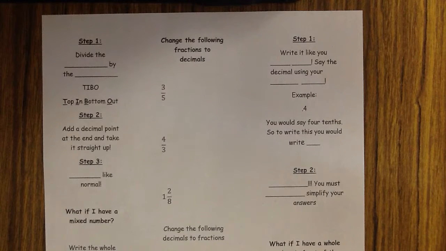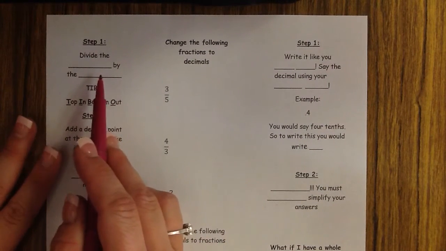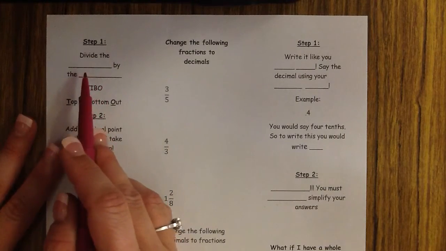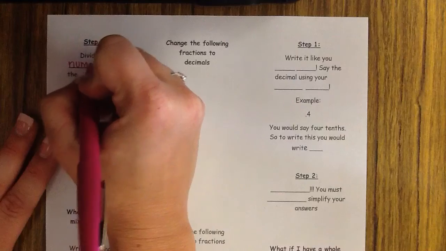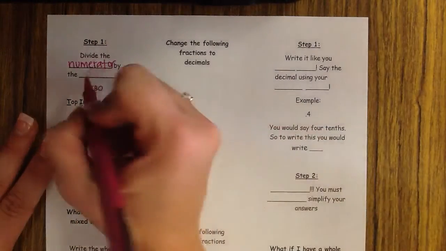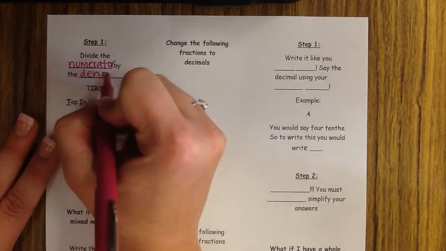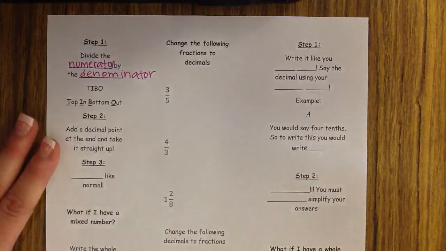Okay guys, last night we learned about how to change a fraction to a decimal, and I know the video was very blurry, so I'm just going to run through this real quick just in case you didn't get the answers. Our steps are to divide the numerator by the denominator. That's the top number by the whole number, okay?